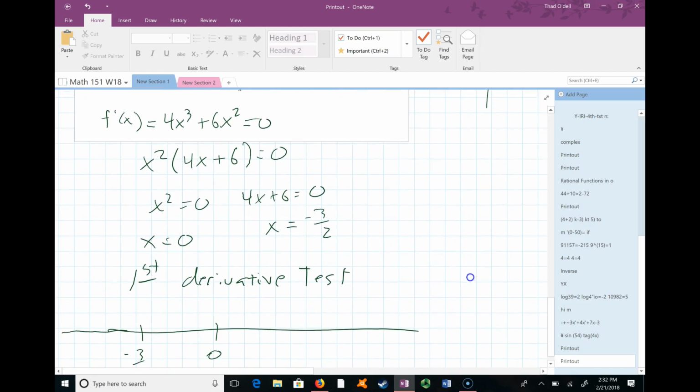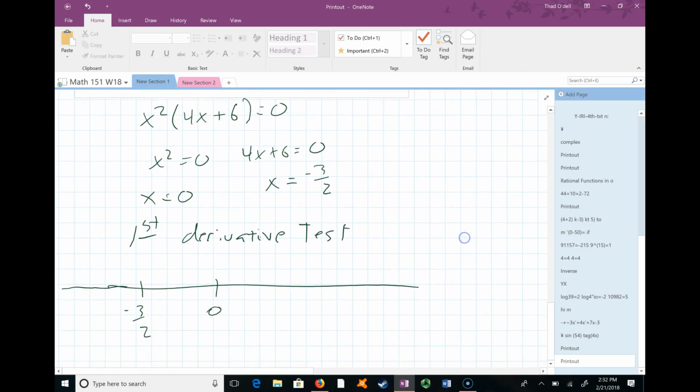So I need something on this side of negative 3/2. So if I go back up here, let's pick like negative 5. It doesn't matter, anything. And I'm going to plug it into the first derivative, which is right here. Plug negative 5 in there, and all I care about is whether it's positive or negative. So if I plug a negative 5 in for x squared, I get positive. If I plug a negative 5 in here, I get negative. Positive times negative is negative, so it's negative right there.